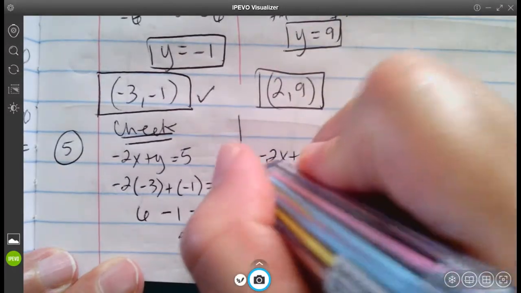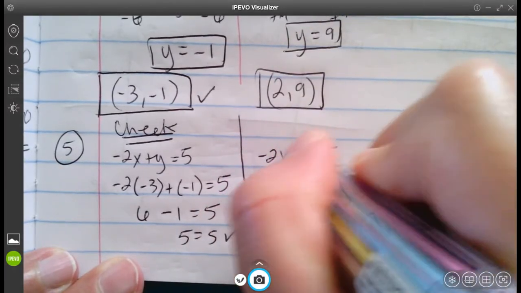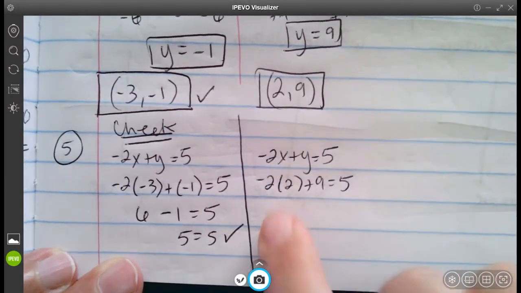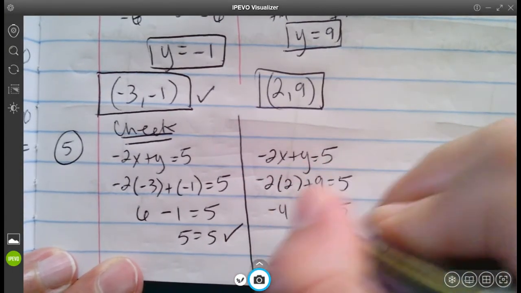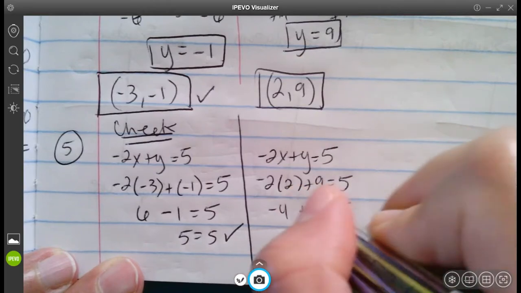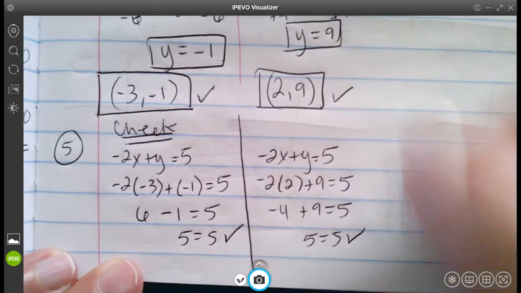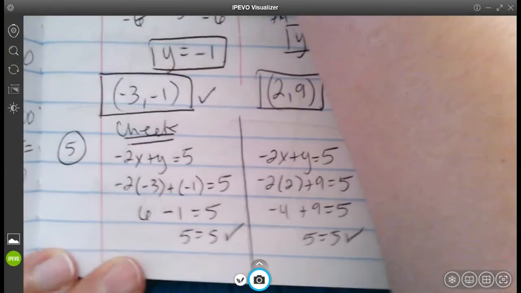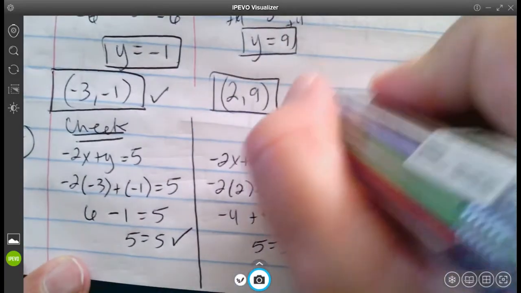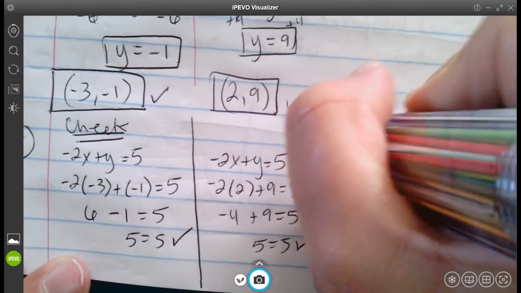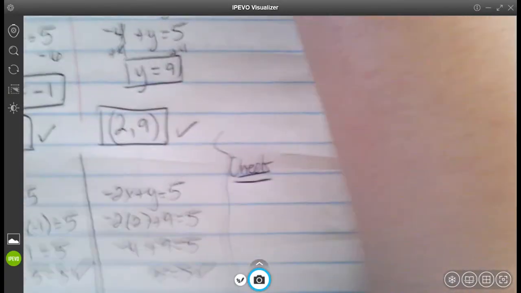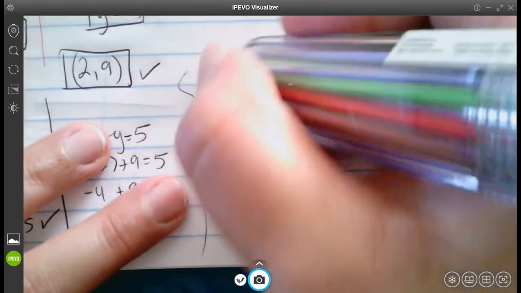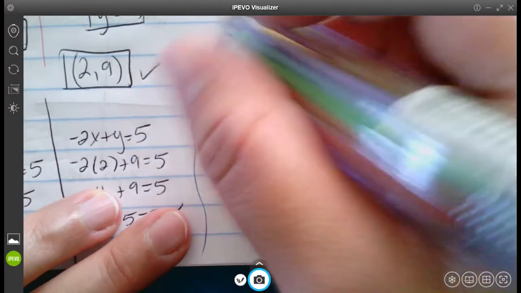Same thing here. Negative 2 times 2 plus 9 is equal to 5. That's going to give me negative 4 plus 9 equals 5. Negative 4 plus 9 is 5. So this one also gets 1 check. However, we have to check the other equation too. Over here, we're going to check the other equation, which was, well, I might need more room for that one. Well, we can do it.